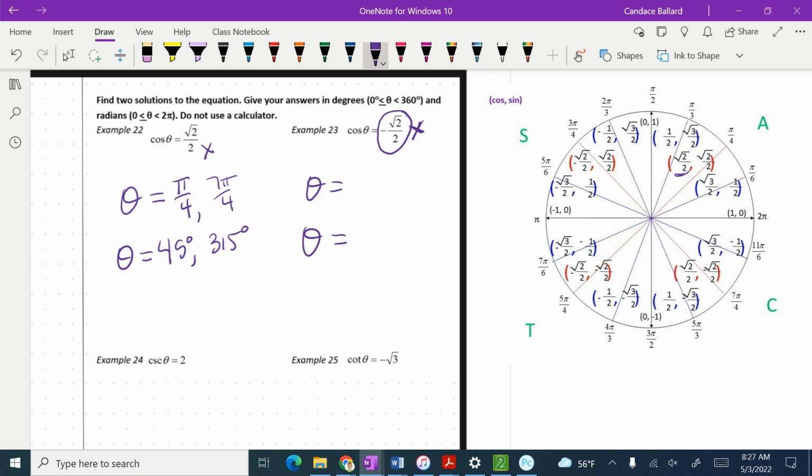Okay, check them with your neighbor. I should hear some discussion. Check them with your table.